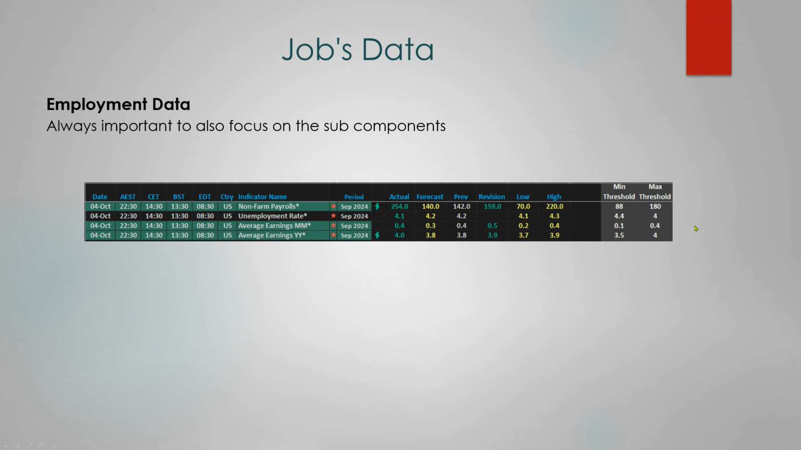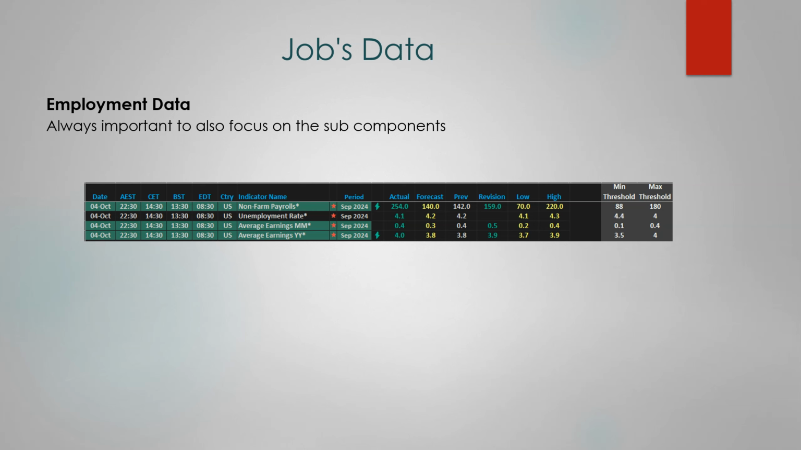So I want to talk about jobs data now. I want to start with jobs data because we all know inflation is very important, which is CPI. So for the jobs data, I want to talk about the employment data for the US, which is the non-farm payrolls. But something you need to know, it's not only important to focus on the NFP number itself. You need to focus on the sub-components, which are the unemployment rates, average earnings month over month, and average earnings year over year. And in some cases, participation rate and also labor force participation rate.